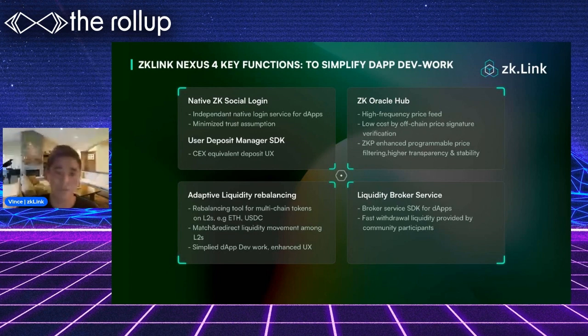The fourth function is the liquidity broker service. This is very important for user experience because for any ZK rollup, any ZK rollup layer 2 or layer 3, the finality time, although we believe that the finality time of layer 2s will be significantly faster with the maturity and the progress of layer 2 as a whole, but still they might take hours to batch the transactions, generate proof, and verify the proof on chain.